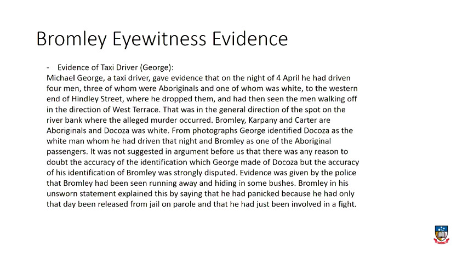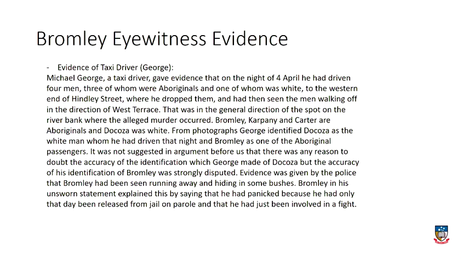Michael George, a taxi driver, gave evidence that on the night of the 4th of April, he'd driven 4 men, 3 of whom were Aboriginals and 1 of whom was white, to the western end of Hindley Street, where he dropped them and had seen the men walking off in the direction of West Terrace. That was in the general direction of the spot on the riverbank where the alleged murder occurred. Bromley, Carp, Panny and Carter were Aboriginals, and Dosa, I think that's how you say the victim's name, and I apologise if I've gotten that wrong, was white. From photographs, George identified Dosa as the white man whom he had driven that night, and Bromley as one of the Aboriginal passengers.